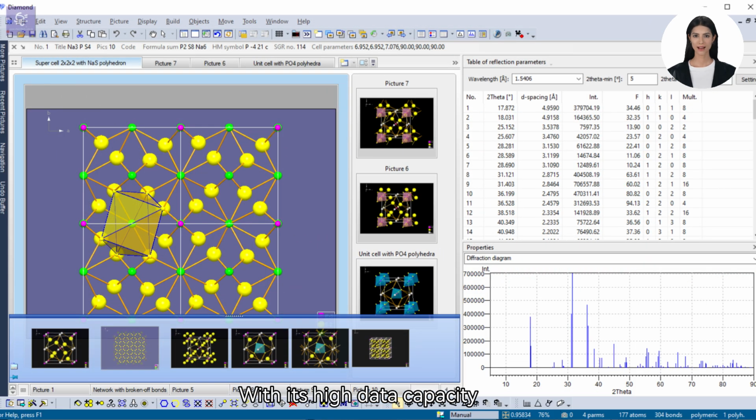With its high data capacity, its wide range of functions beginning with the generation of molecules reaching up to the construction of rather complicated inorganic structural frameworks, Diamond is a comprehensive tool for both molecular and solid-state chemists, as well as for surface and material scientists.